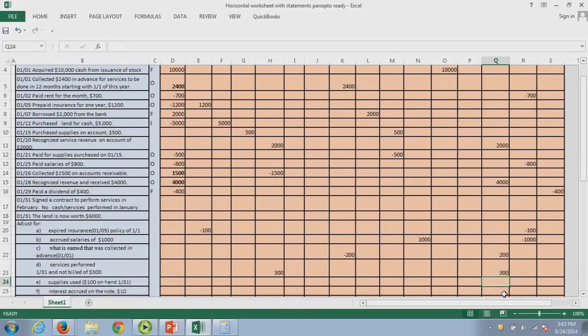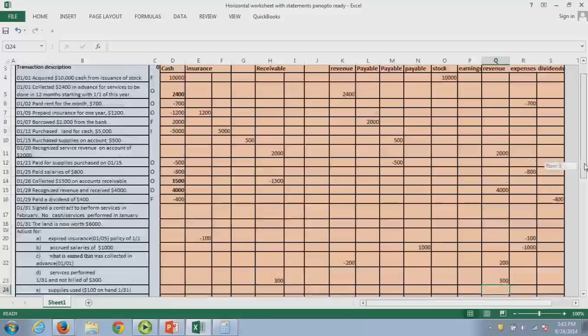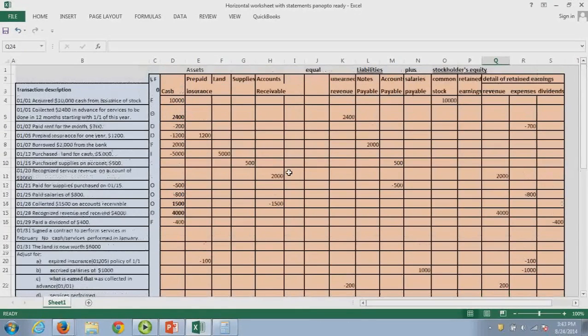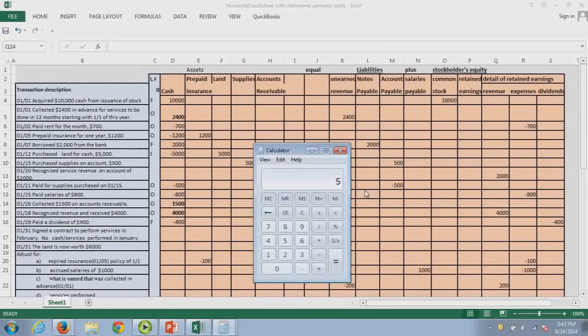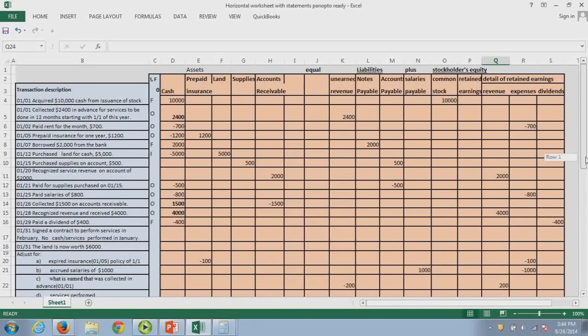Okay. Then we have next that supplies were used up. Somebody counted the supplies and discovered $100 is left. So if we go up and see what we purchased originally, we purchased $500. So if we had started with 500, we only have 100 now, then 400 disappeared, hopefully because we used them up to run the business.